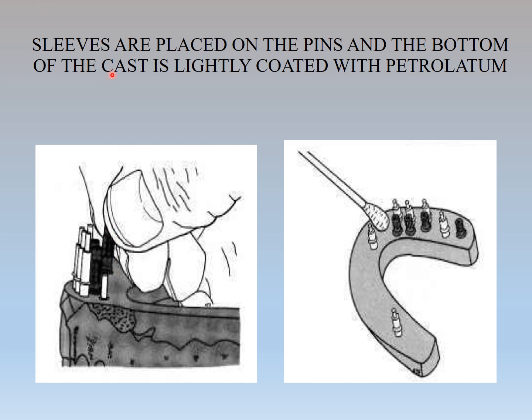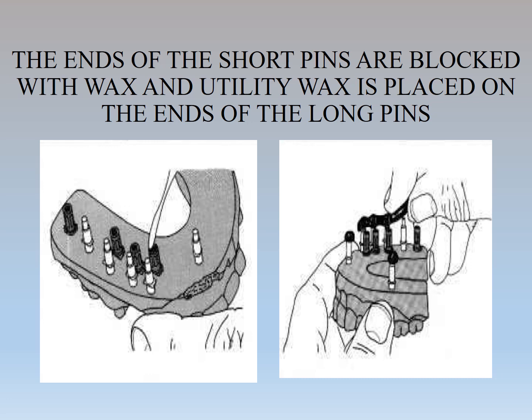So you don't have to place wax. Sleeves are placed on the pins, and the bottom of the cast is lightly coated with petroleum jelly or any separating media. And then you can go ahead, put it in a base former and just pour a layer of base. The ends of the short pins are blocked with wax.